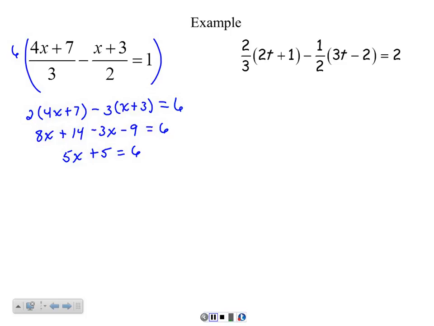is equal to 6. Now I need to get the 5 over there with the 6, so now we are going to add the opposite since we're going across the equal sign. So we have 5x is equal to 1, and then divide by 5 to get that coefficient to go to 1. X is equal to 1/5.